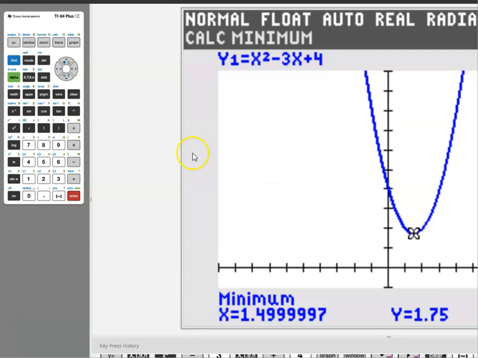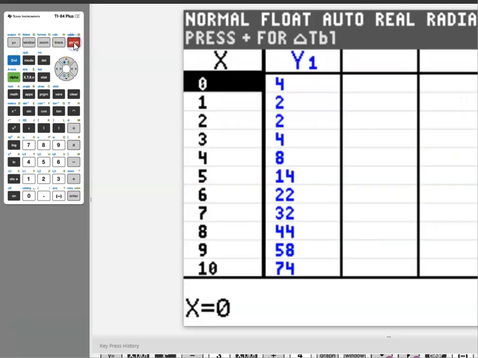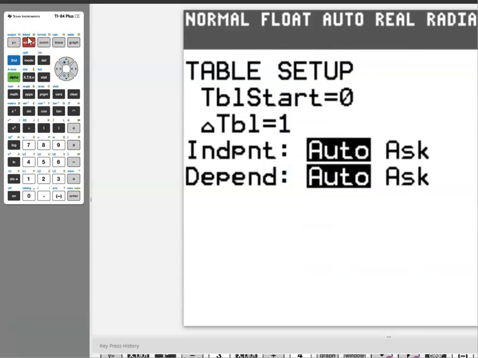The t-table I can view by saying second table. Look what I have. I have all the coordinate pairs. Isn't that wonderful? So those are my coordinate pairs. Now, what if I wanted to see a different view of that window? What if I wanted to start at 2 instead? I could say second, this is table set. See where it's above? Table set. And I could start instead at 2 and still go up by 1s. Hit enter.